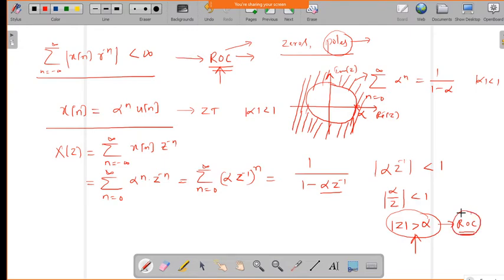Is it understood? Any doubt? This is how we represent the region of convergence, where the dotted section in the entire complex plane of z is where the z transform exists. Does anybody have any doubt about region of convergence?